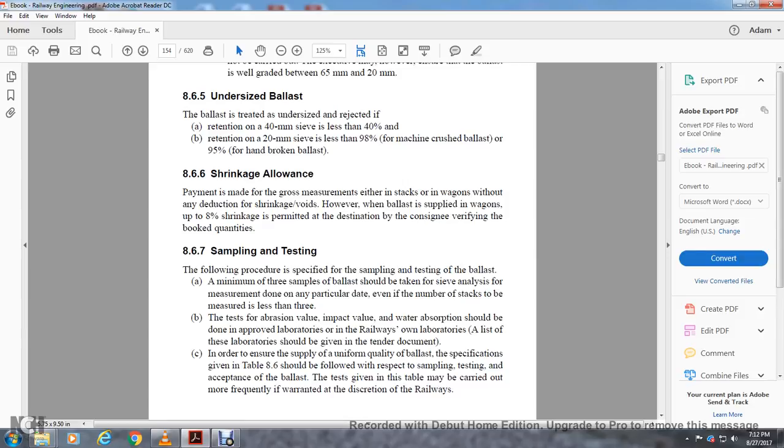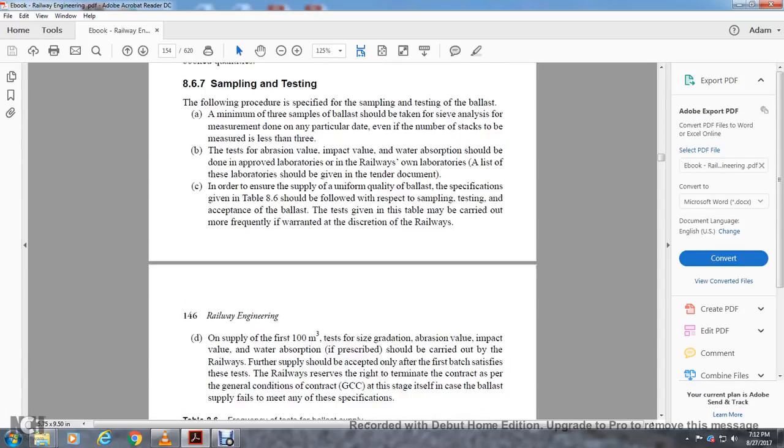In order to ensure supply of uniform quality ballast, the specification given in table 8.6 should be followed with respect to sampling and testing of the ballast. These tests given in the table may be carried out more frequently if warranted, at the discretion of the railway. On supply of the first 100 cubic meters, tests for size gradation, abrasion value, impact value and water absorption prescribed are to be carried out by the railways. Further supply should be accepted only after the first batch satisfies these tests.